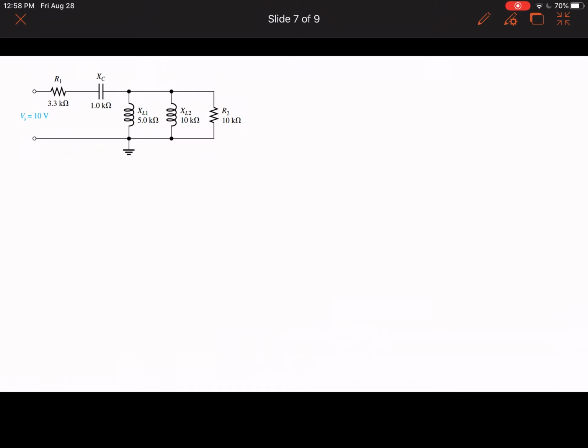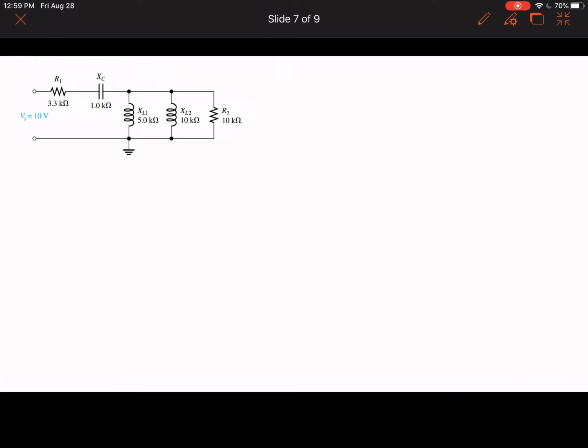Okay, now this problem involves a combination of resistor, inductor, and capacitor in series and in parallel. The voltage source here is 10 volts. It doesn't have a frequency because, as you can see, the capacitive reactance is already expressed in terms of kilo ohms, and the inductive reactances are already expressed also in kilo ohms. So it's no longer necessary to determine the angular frequency because of this, which makes our life a bit easier.